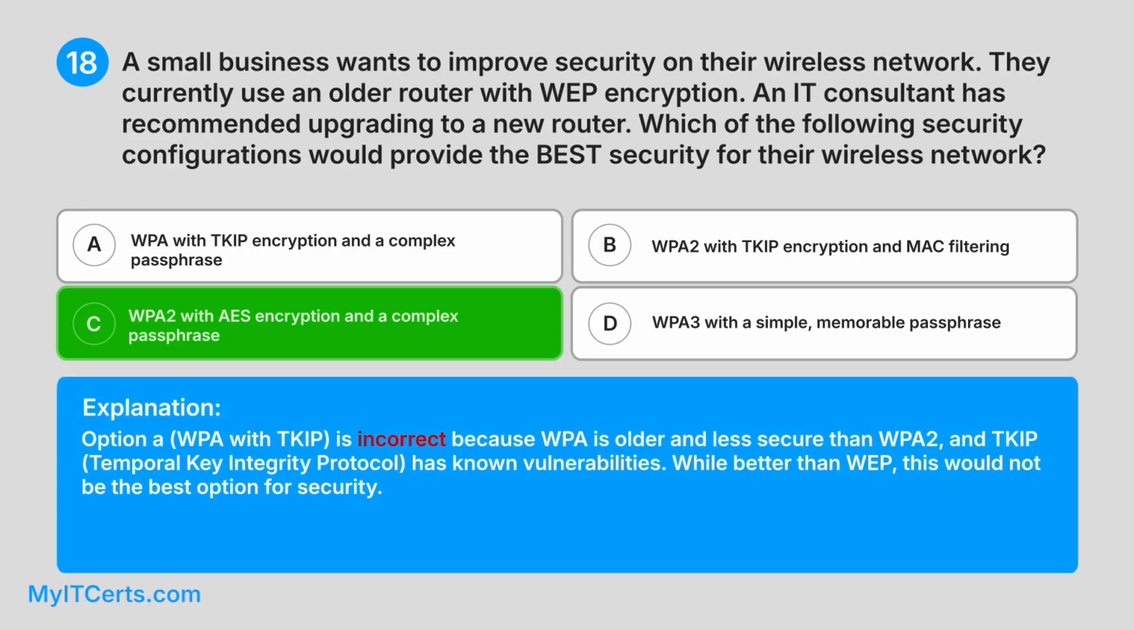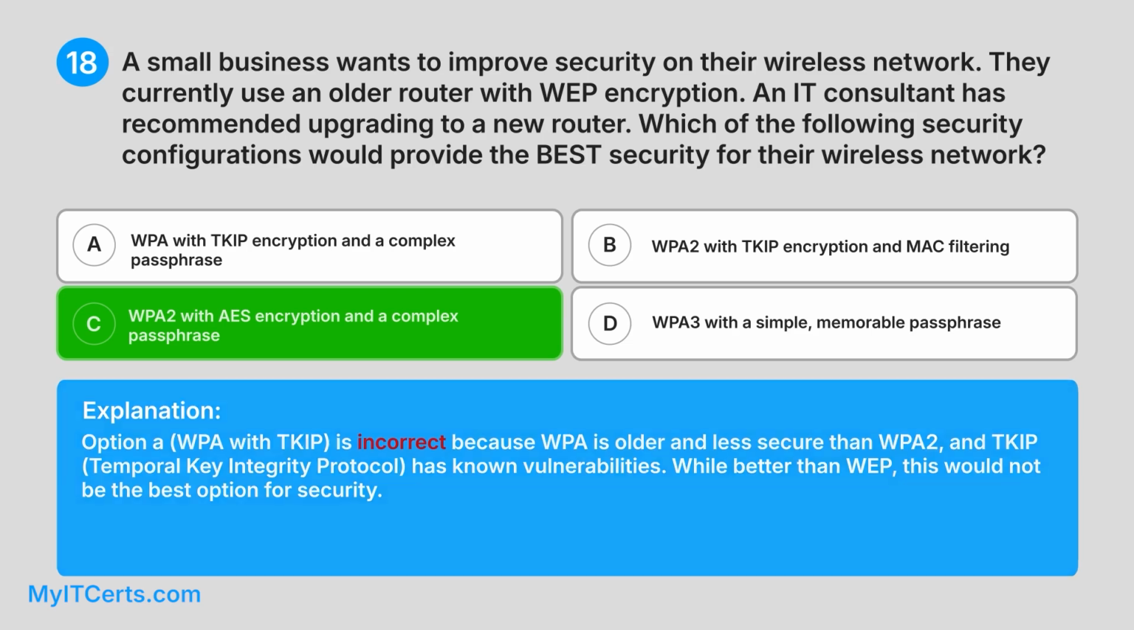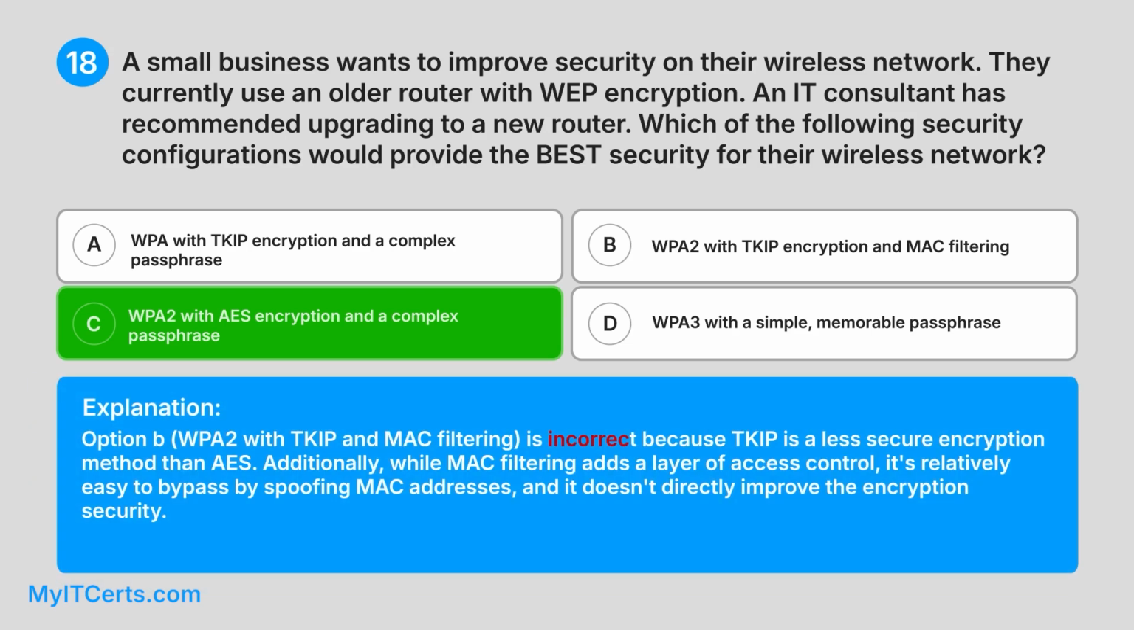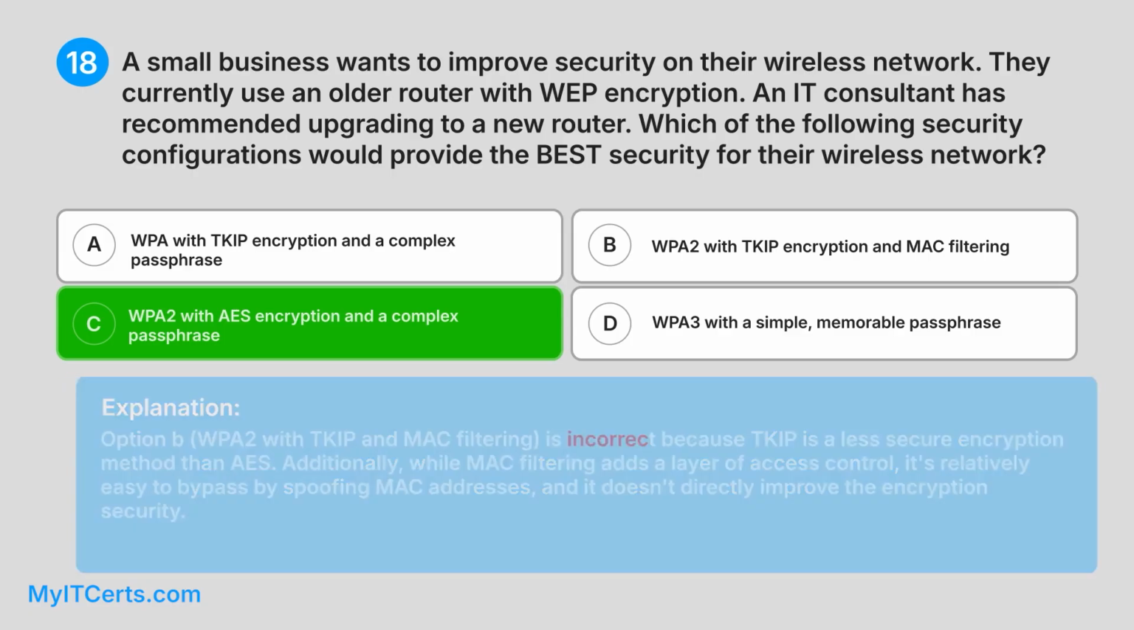Option A is incorrect because WPA is older and less secure than WPA2, and TKIP, Temporal Key Integrity Protocol, has known vulnerabilities. While better than WEP, this would not be the best option for security. Option B is incorrect because TKIP is a less secure encryption method than AES. Additionally, while MAC filtering adds a layer of access control, it's relatively easy to bypass by spoofing MAC addresses, and it doesn't directly improve the encryption security.